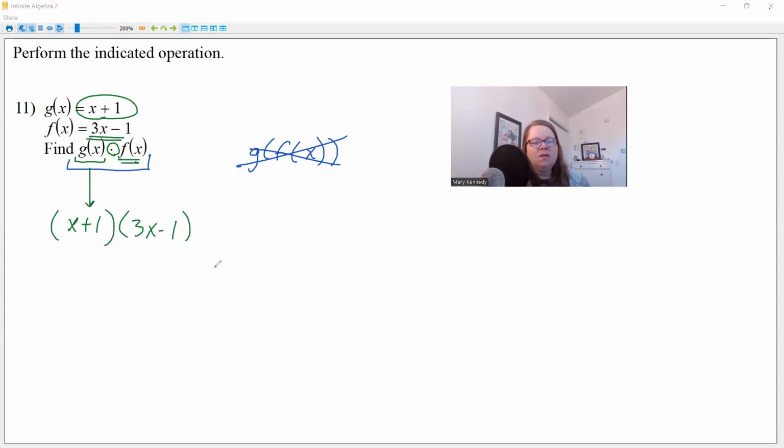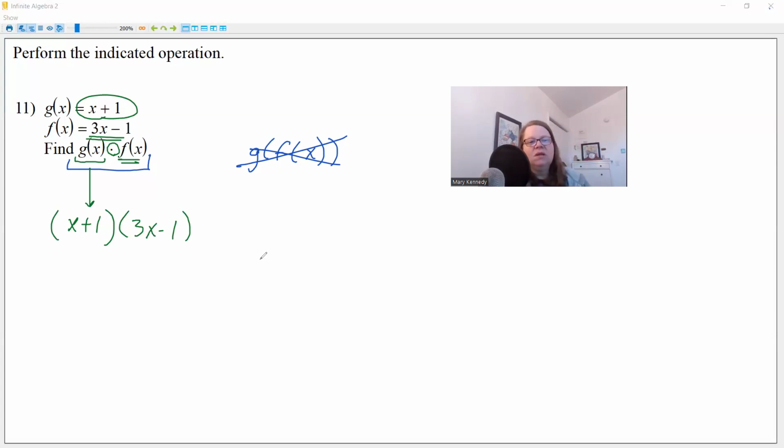(3x minus 1). Now I'm using parentheses here on purpose because I like to be extra. No, just kidding. If I don't, I'm probably going to mess up. I need to understand and have in my brain that I have to multiply all of x plus 1 times all of 3x minus 1.